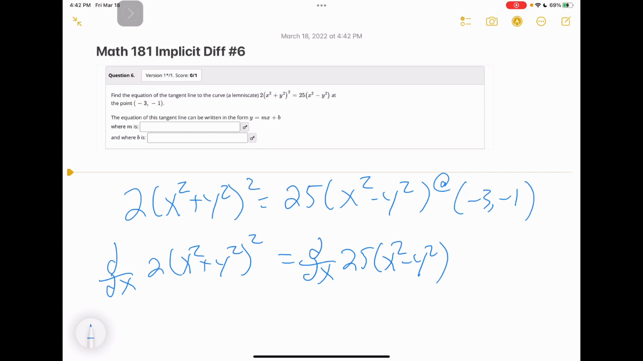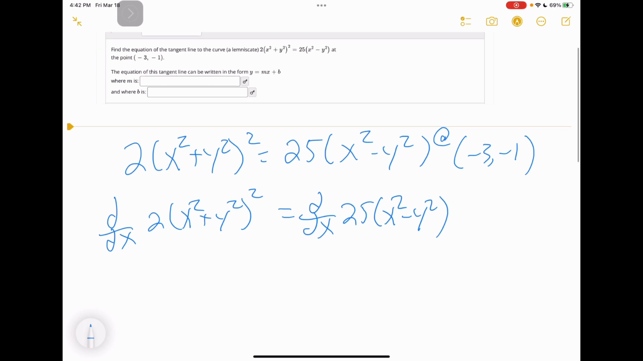So we're doing the implicit differentiation of 2 times the quantity x squared plus y squared, squared, equals 25 times x squared minus y squared. And we want to know what basically the slope is at (-3, -1). And then from there, we'll find the y-intercept for y equals mx plus b for the graph of the tangent line at (-3, -1). So we're going to take the derivative of both sides. And this is implicit differentiation.